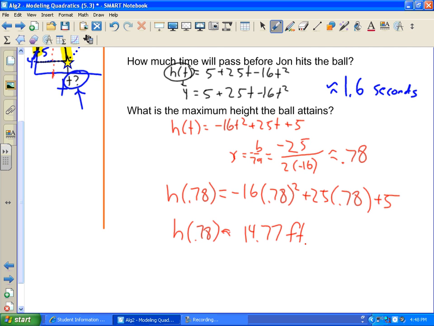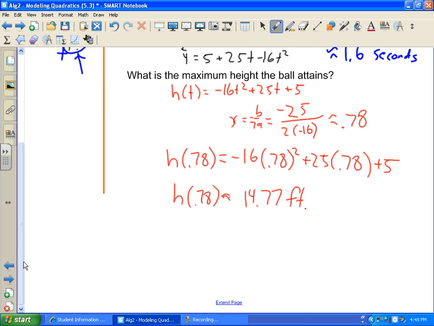Hopefully you guys get the same thing. I would encourage you to make sure your calculator can crunch that and you're comfortable with it. We already did some calculator crunches with our roller coaster problems. 14.77, I'm fine if you just say, hey, that maximum height was about 15 feet. Round it up. Okay?